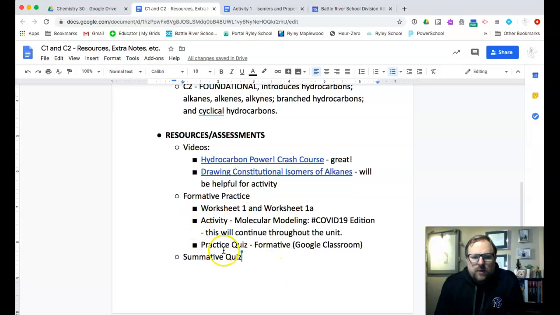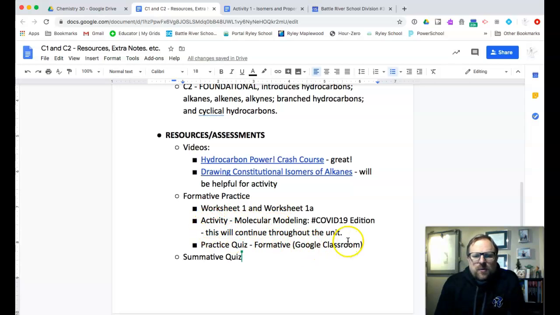You guys will have some formative practice for this, going through worksheets 1 and 1A, and at the end of the second video that's introducing alkanes to you, you'll get an introduction to those worksheets, and you guys can see how they're supposed to be done, and they'll be on the Google Classroom.